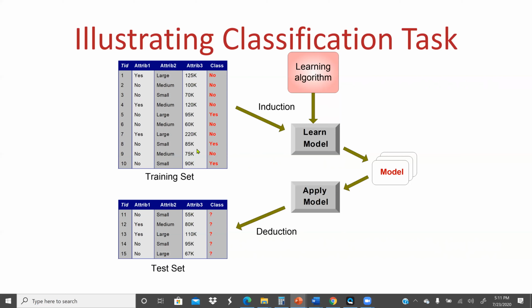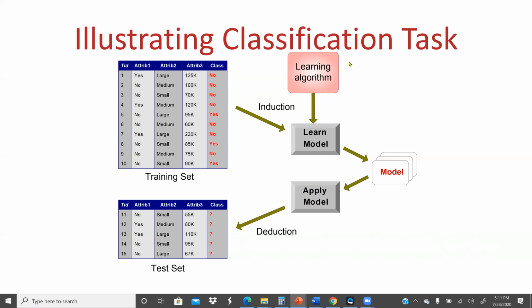Now we are going to use this training set with the learning algorithm to build our model. After we finish building our model, we are going to use the test set. We can see that in the test set there's no class label. That's why it's called a test set, to determine the accuracy of the model, or to validate the model.